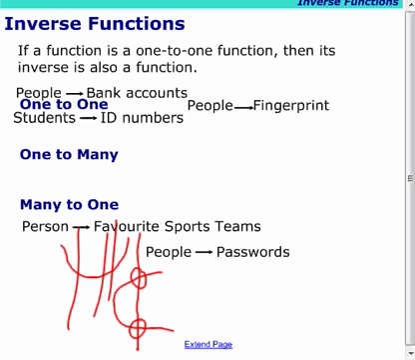At any rate, when we're looking at inverse functions, the ones that are functions when you take the inverse of them are always one-to-one. If I have a function already that's one-to-one, its inverse will also be one-to-one. And that's what I've stated up at the top. If a function is one-to-one, then its inverse is also a function.